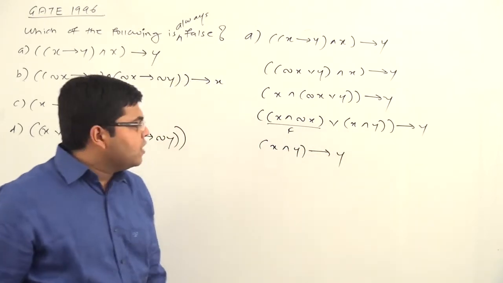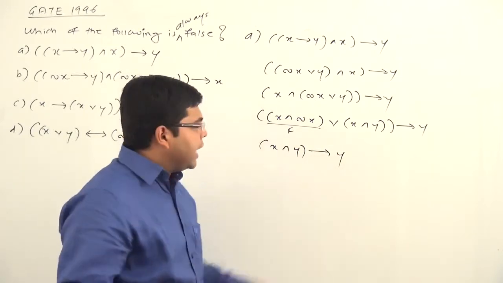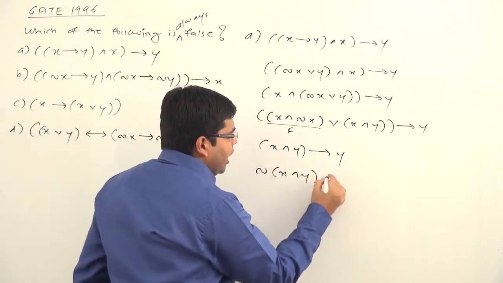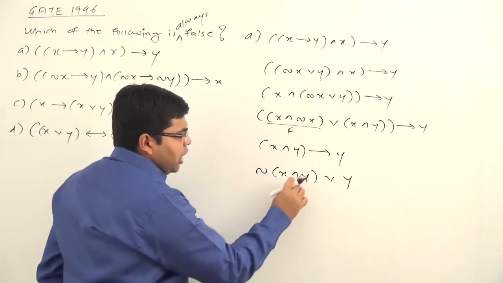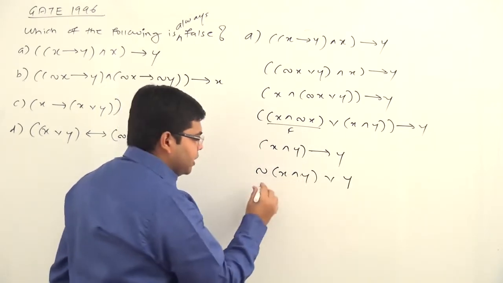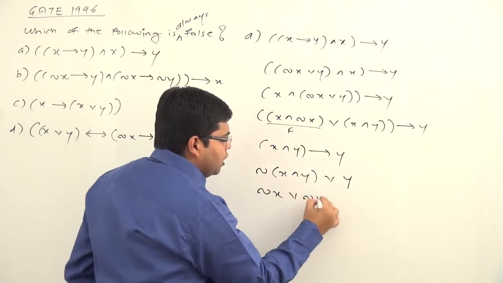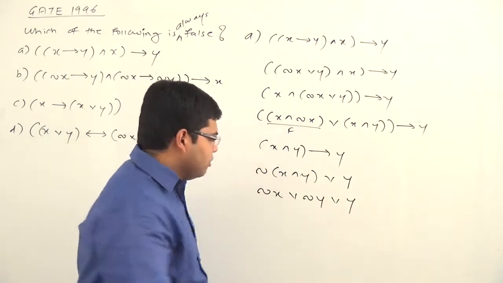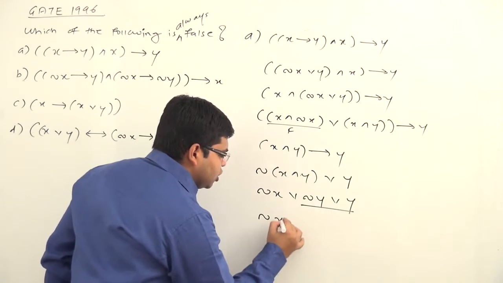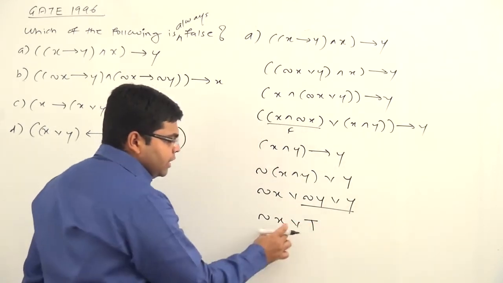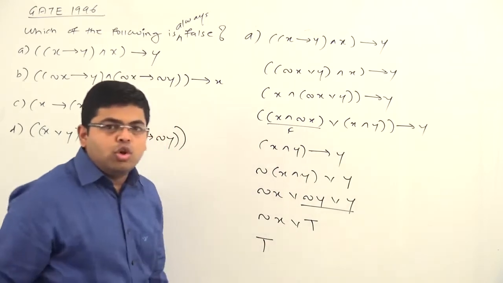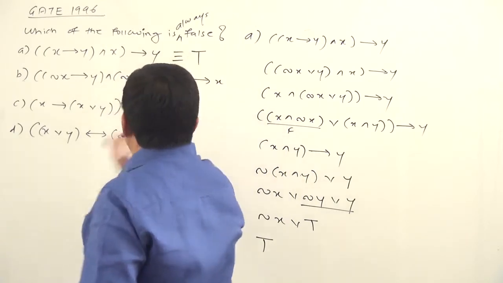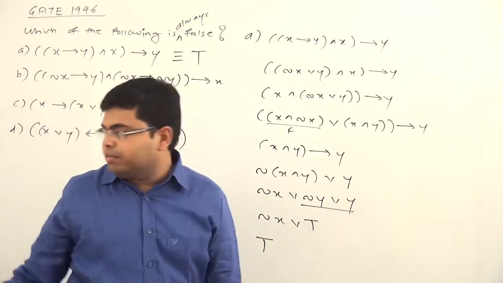Now after expanding this further, again it's an implication. We can write the negation of the left hand side, which is x and y, or the right hand side. Now let us apply De Morgan here. Negation of x and y will become negation of x or negation y or y, and we know that negation of y or y will become true, so this will become negation of x or true, and anything or true will be equal to true. So option A is basically equivalent to true. Option A is a tautology and therefore option A cannot be the answer.